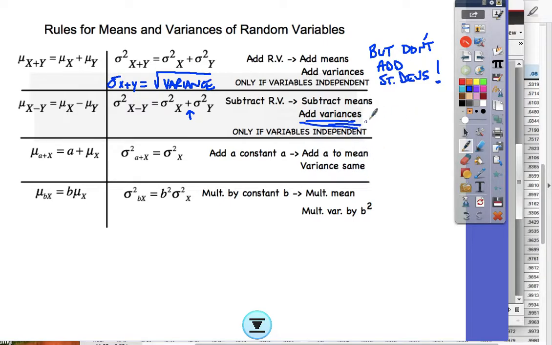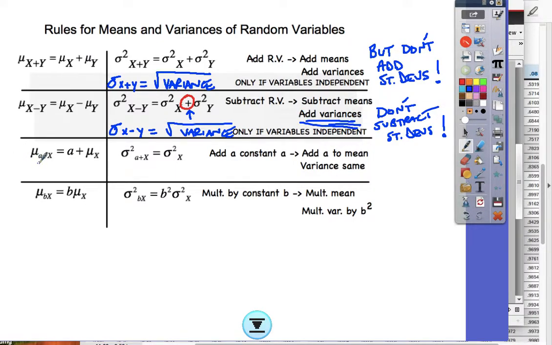Okay, don't subtract standard deviations. If you want the standard deviation of two random variables subtracted, just do the square root of the variance. And again, the variance is up here. We add the variances, even if we're subtracting random variables. So make a note of that because that is something that is easy to forget.